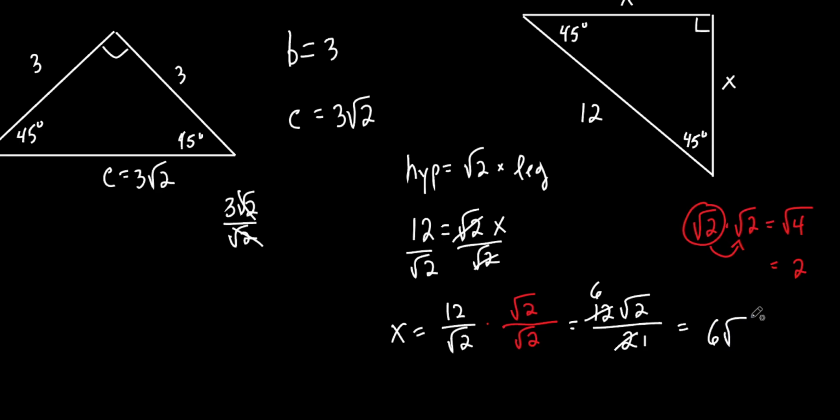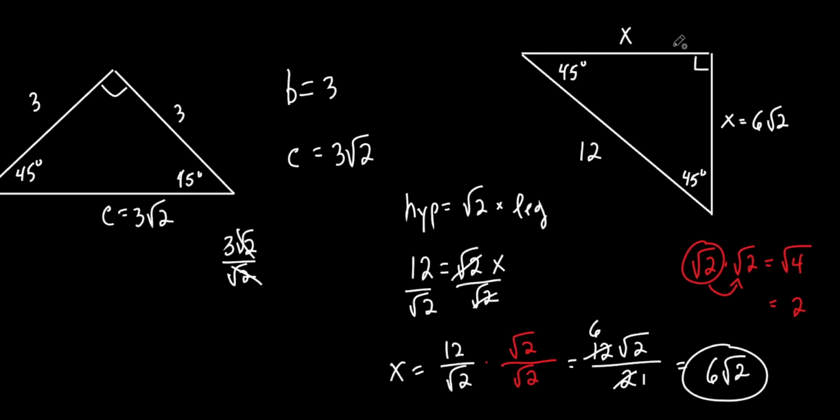6, not over, 6 times the square root of 2. And that's what this is right there. It's 6 square root of 2. And this is the same thing, isn't it? And that's my answer. That's how I find the legs, if I'm given the hypotenuse. You see that? Yeah, it wasn't too bad, was it?